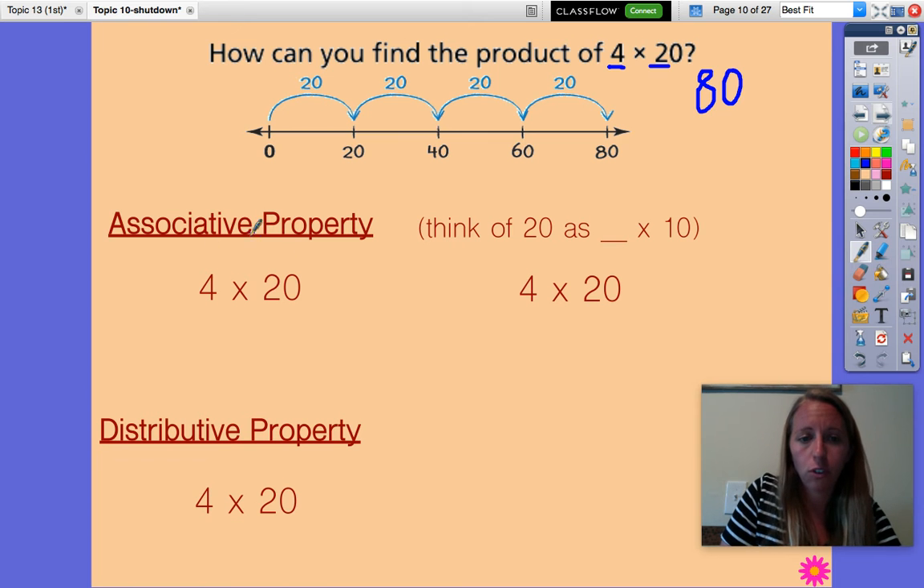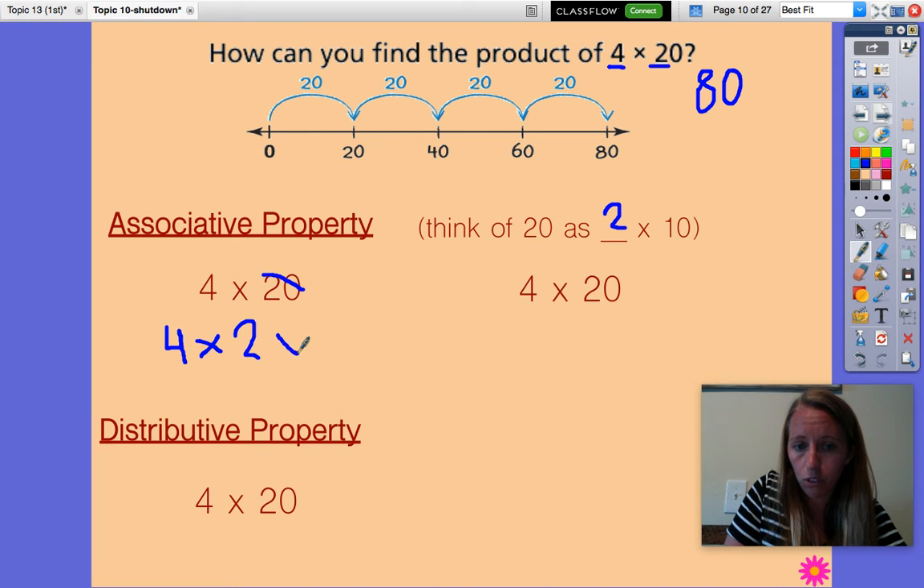So we're going to start with the associative property, and we're going to multiply 4 times 20 again. I want you to think of 20 as 2 times 10, right? Because 2 times 10 does equal 20. 2 times 1 equals 2, add the 0, 20. So 4 times 20. We're not going to do 4 times 20. We're going to do 4 times 2 times 10. We're going to do the same thing over here. We're not going to multiply by 20. We're going to keep the 4 times the same, and then 20 will turn into 2 times 10.